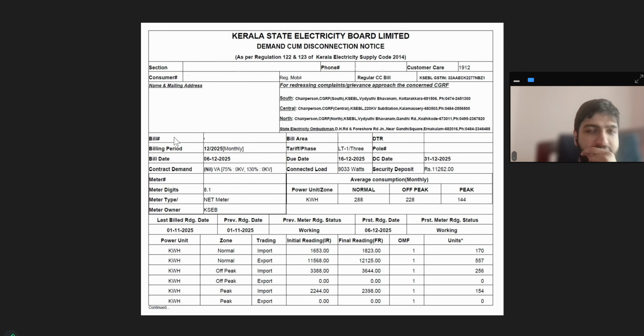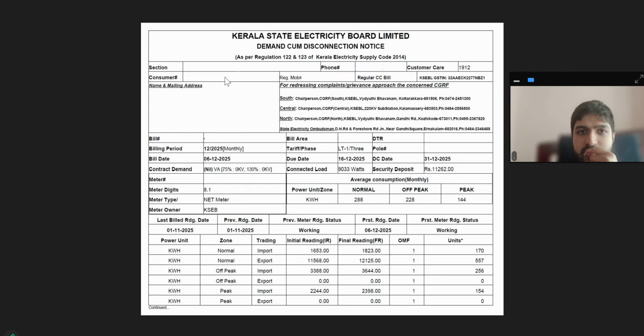So in this case study, we are taking the electricity solar bill from Kerala State Electricity Board Limited, that's KSEBL. It's a demand cum disconnection notice. They are demanding money for the service offered for the previous month, and a disconnection notice means that if the payment is delayed beyond a certain date, they have the right to disconnect. So this is a notice for that also. This is as per regulations 122 and 123 of Kerala's Electricity Supply Code 2014.